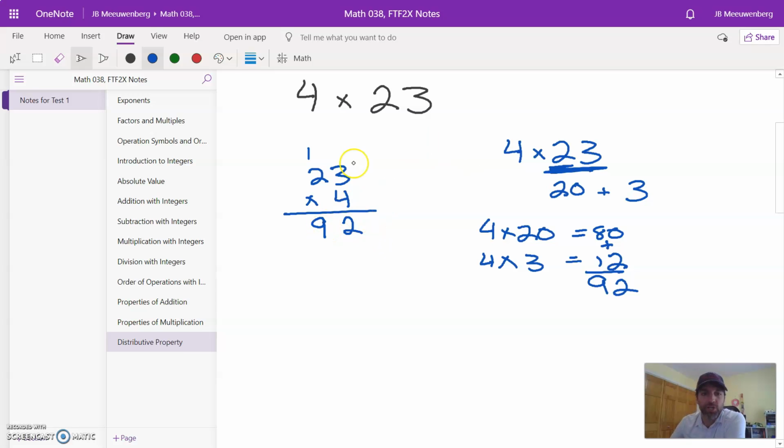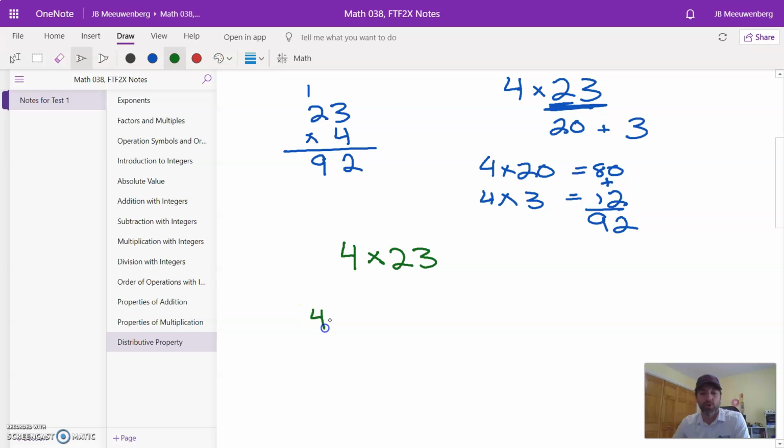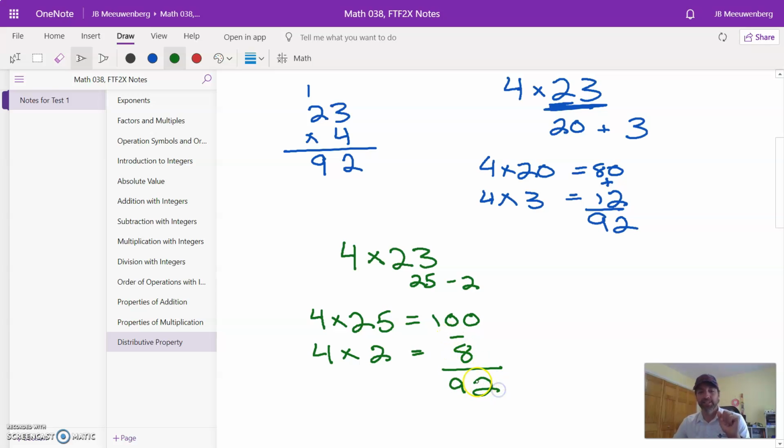Maybe some of you out there took another creative approach. Maybe you thought, boy, 23 is really close to 25, which is a nice number. So maybe you did it like this. 4 times 23 could be done as 4 times 25, because 23 is equal to 25 minus 2. And then you did 4 times 2. So 4 times 25 is 100. 4 times 2 is 8, and you subtracted those. 100 minus 8 is 92.